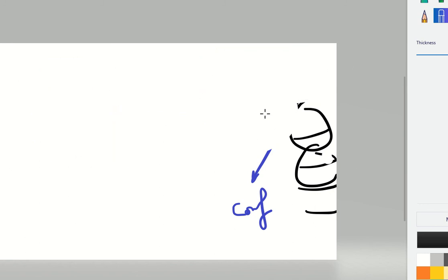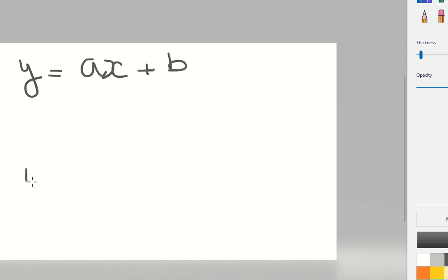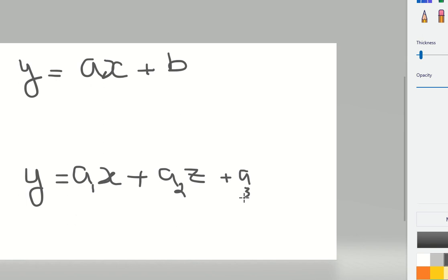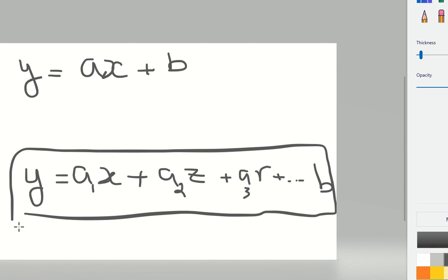Basically, I'll write it like this, just for fun. You start off with a simple model, ax plus b, and then a multivariate model will be equal, for example, to a1 x plus a2 z, where z is a different variable, plus a3 r, where r is a third variable, plus the intercept. So basically this is considered to be a multivariate model.